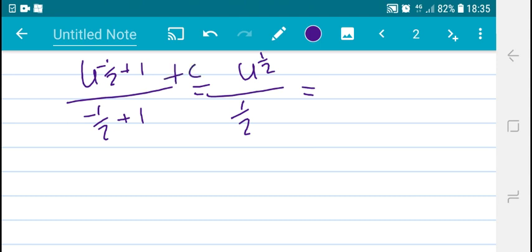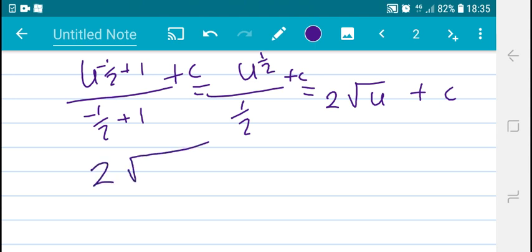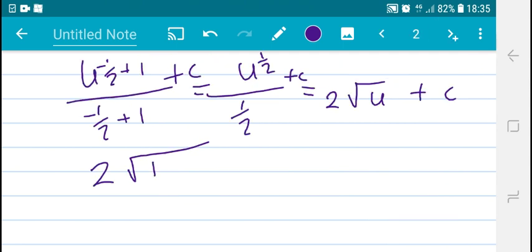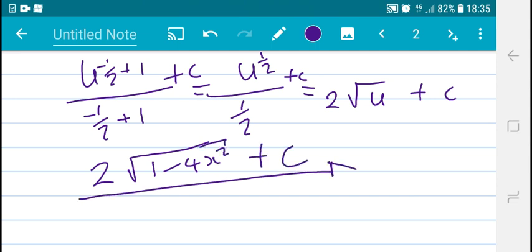Don't forget that c, the constant of integration, and so it's just 2 square root of u, since u to the power of a half is a square root, and then we add c there. And now we just have to do a little substituting back. So it's 2 square root of, what did we say u was? So u is 1 minus 4x squared, so it's just 2 square root of 1 minus 4x squared plus c, and that's your final answer.